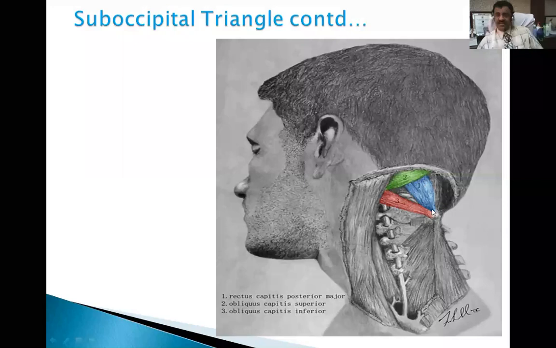So these two recti are together. And this is the space between these 3 muscles, which gives you the form of one triangle, and this triangle is called the suboccipital triangle.